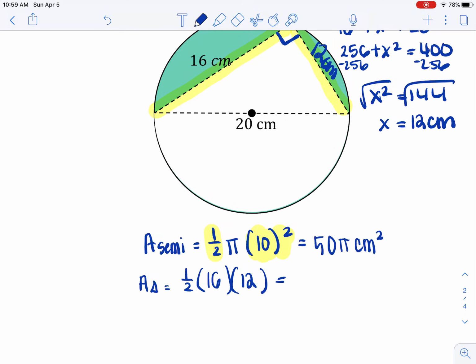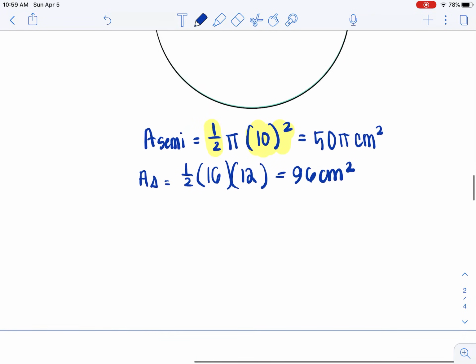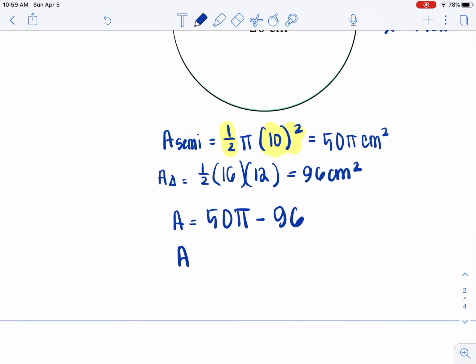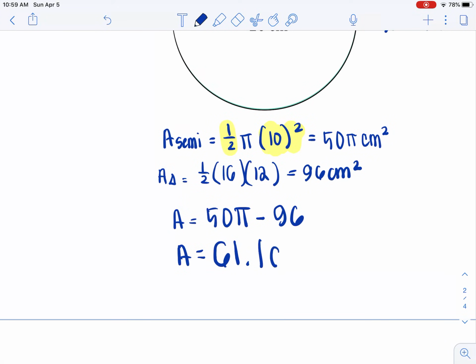All right, so I'm going to do 16 times 12 and take half of that, or 0.5 times 16 times 12, and I get 96 centimeters squared. Now I can follow through on my plan. I said I was going to do the semicircle, which is 50 pi, and I'm going to subtract the triangle, which was 96. So now I can get my final answer. 61.1 centimeters squared.